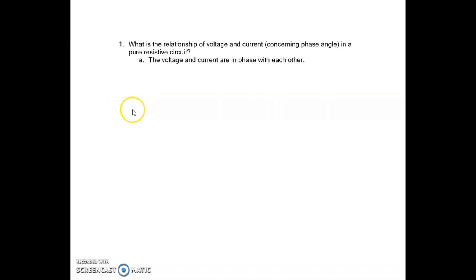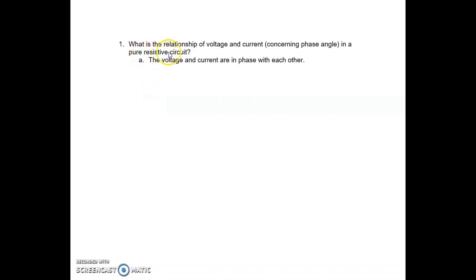Last week we covered two different chapters, resistive inductive series circuits and resistive inductive parallel circuits. This is homework review for the series circuits. This is based out of the 6th edition, and let's cover them now.